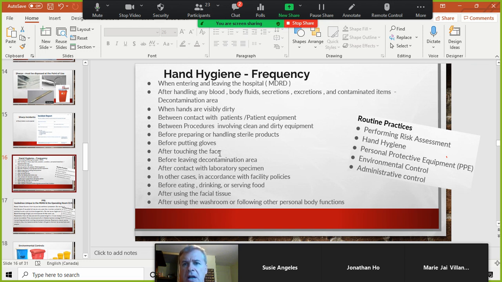Okay. Hand hygiene. And again, you guys have seen this before. And you look at hand hygiene and frequency, like when do you wash your hands?